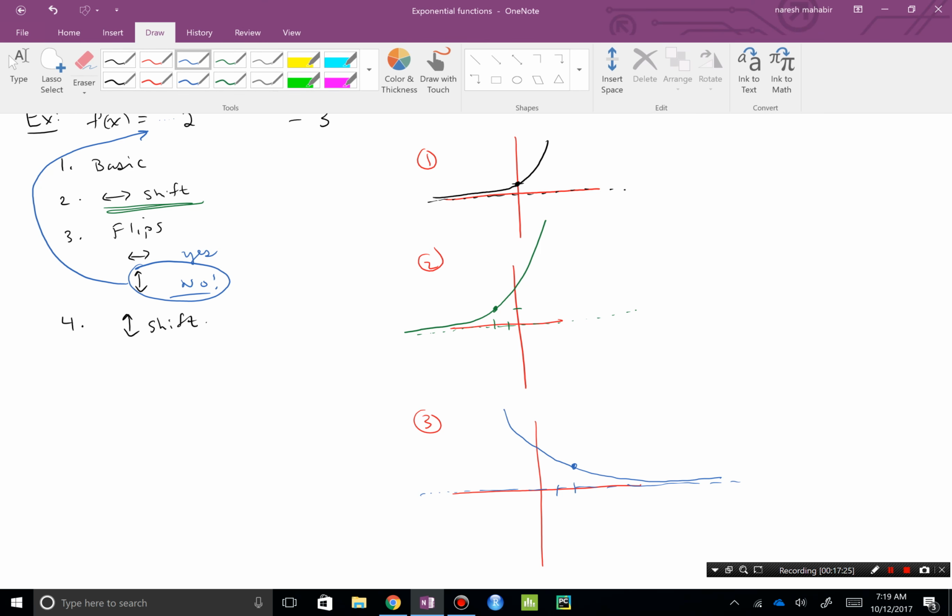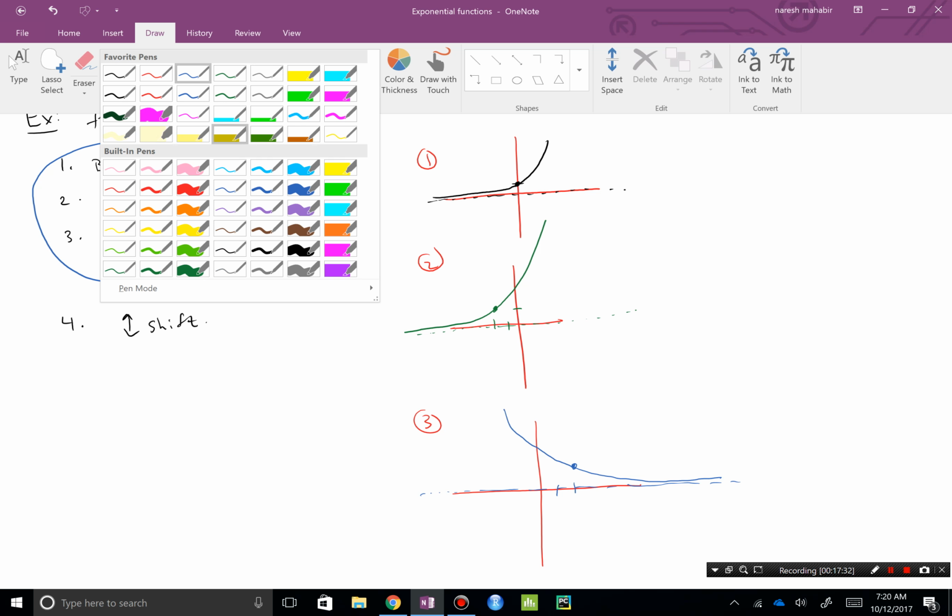I will put my last shift in a different color. Gray? Wow, we have gray. How about a different color? I'm running out of colors.